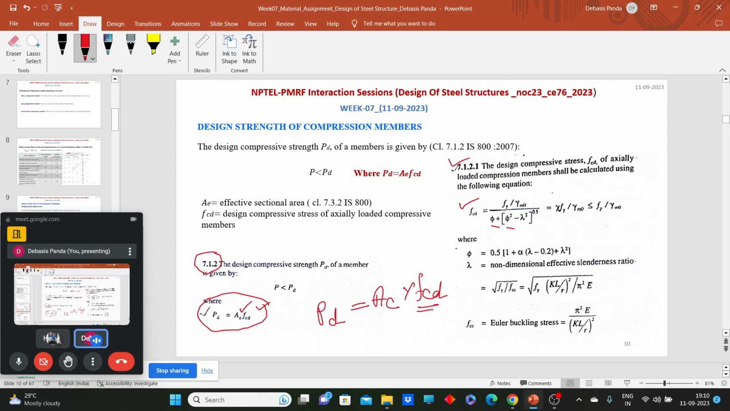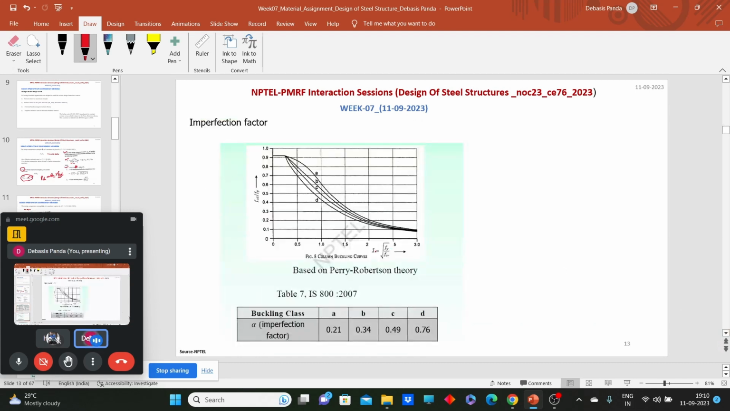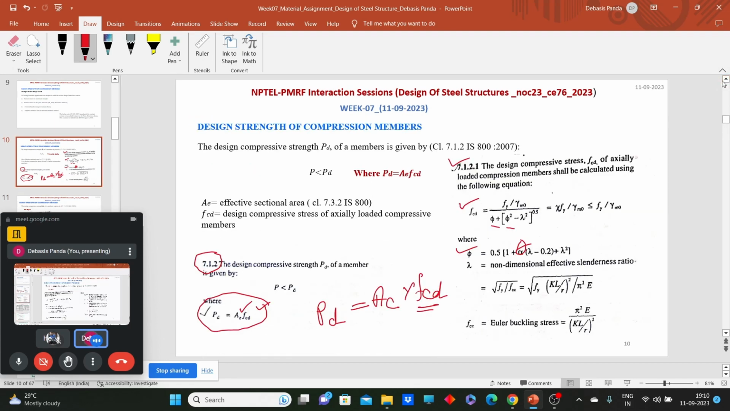Now what is that phi? Phi is a parameter which caters for the imperfection factor alpha. Here alpha is the imperfection factor. And from where can we find the imperfection factor? We have a table for it. Based on the buckling class from table 7, we can find the imperfection factor value. Then let's go back to that equation and understand the other parameters.